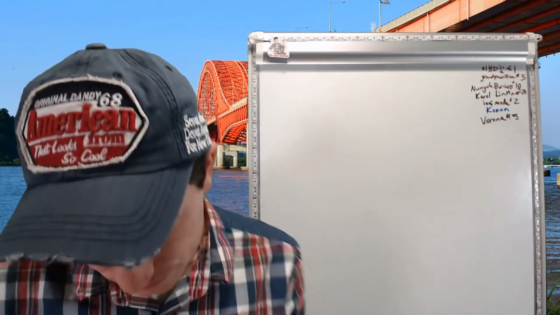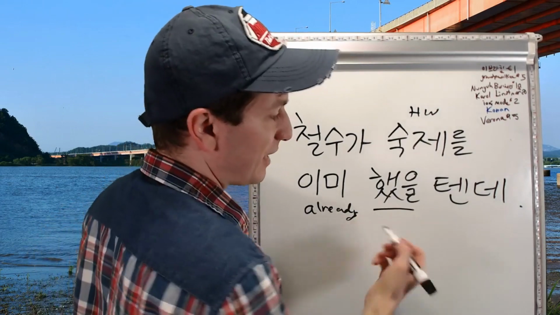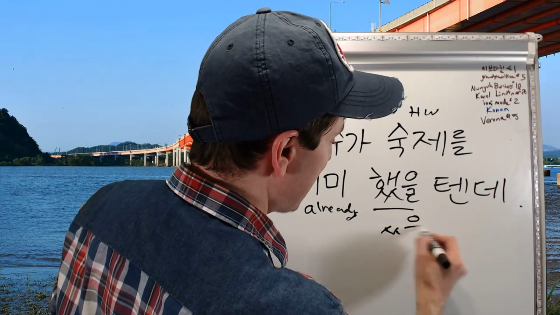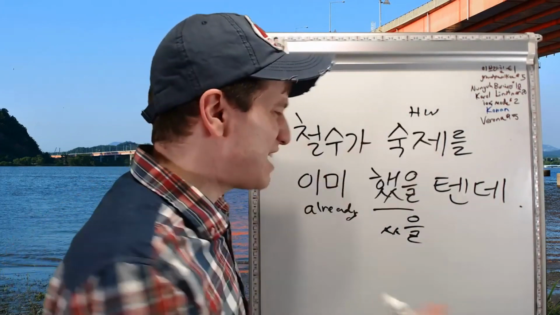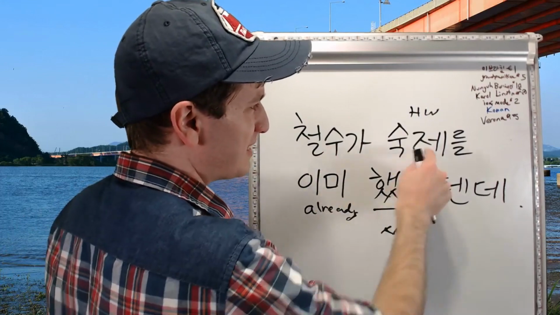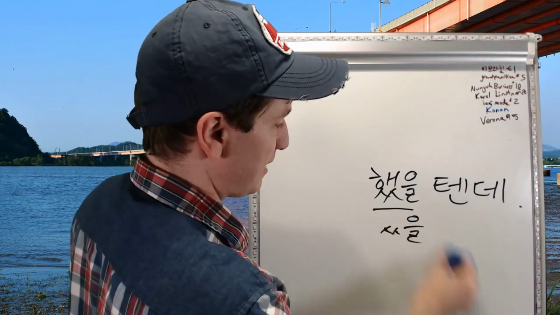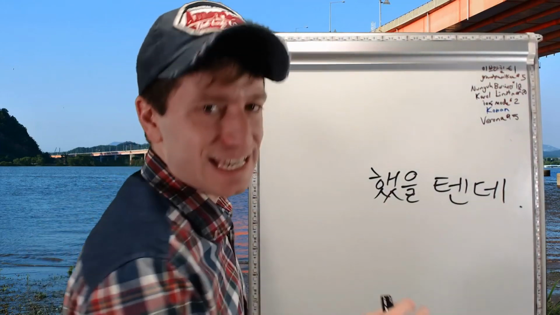Let's go on. 철수가 숙제를 이미 했을 텐데. And now we have the past tense, not 하다, not 할 텐데요, but 했을 텐데요. Just like with 테니까, you attach 을 and then 텐데 or 을 테니까 to use the past tense. Well, I assume 철수 already did the homework. 했을 텐데, I assume he did it. So 했을 텐데. If you were to say 할 텐데, that means he will, future tense. Now it's he did, past tense.